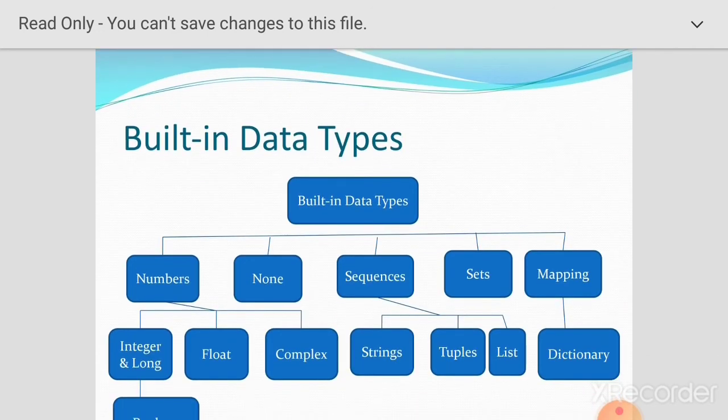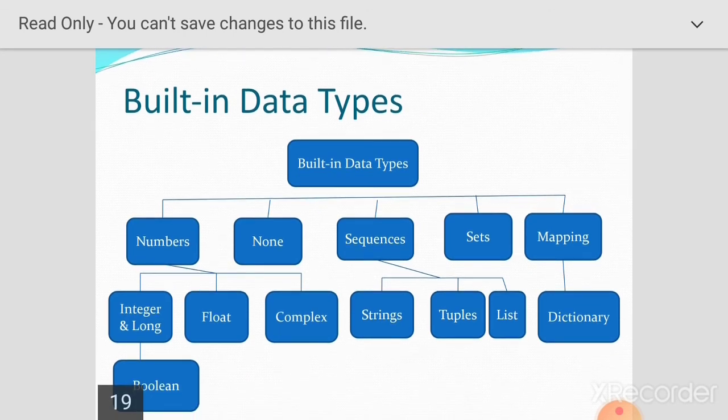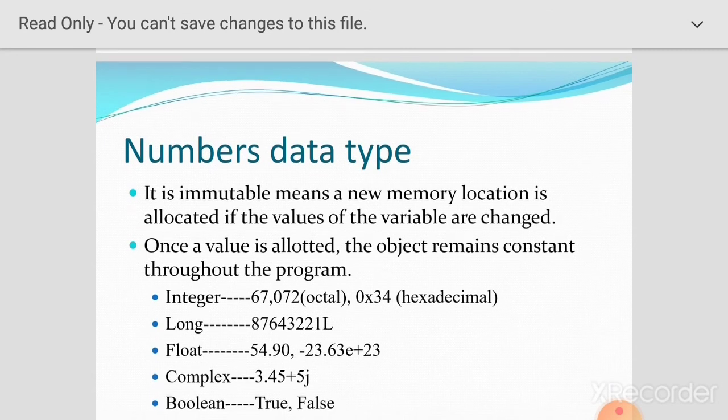So here we go, built-in data types. Built-in data types means those which are already built in, predefined, you can say. So there are 5 types, children: numbers, none, sequences, sets, mapping. And these are further divided. Today we'll learn about the numbers data type. Numbers means you already know, you're very good at maths now. Real numbers.